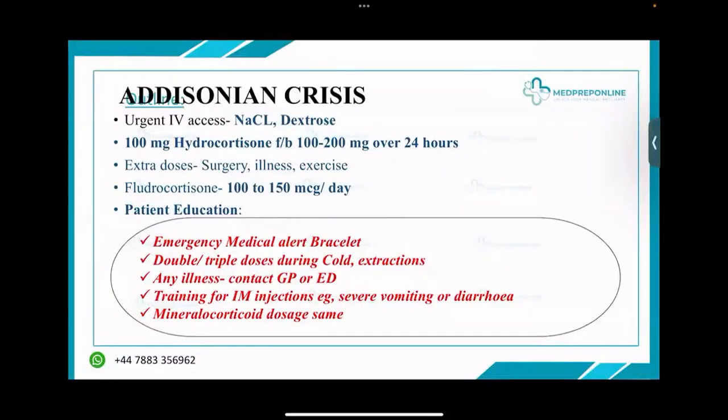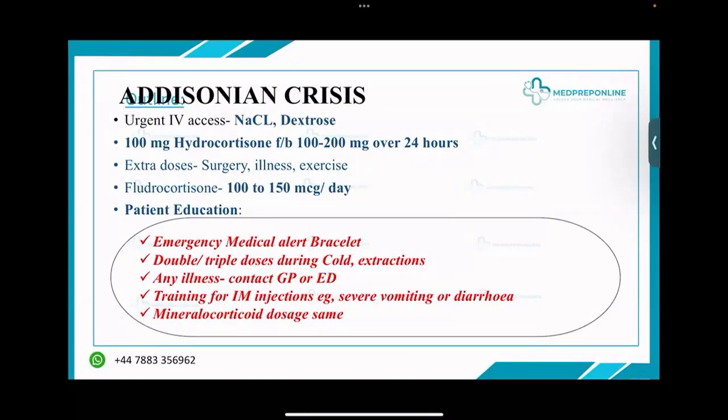Now, Addisonian crisis is one condition that you have to know. It can come as a clinical case scenario. So we saw that it presents with acute hypotension and shock. So how do you treat it? You gain urgent IV access. You first restore the intravascular volume with sodium chloride, and after the bolus of sodium chloride is given, you supplement the patient with dextrose.